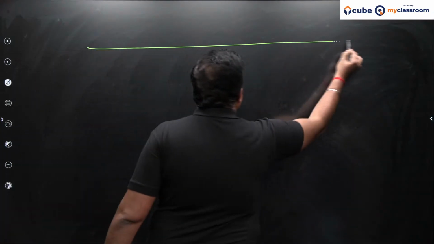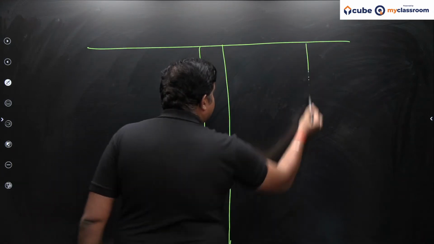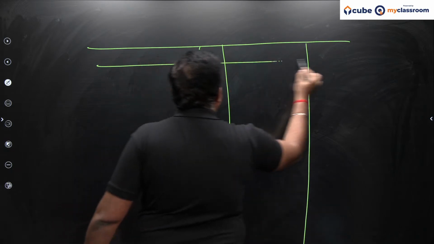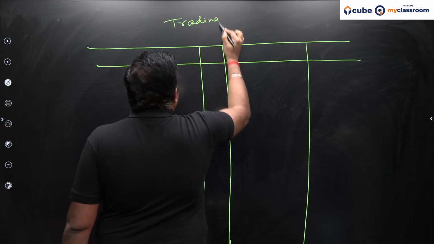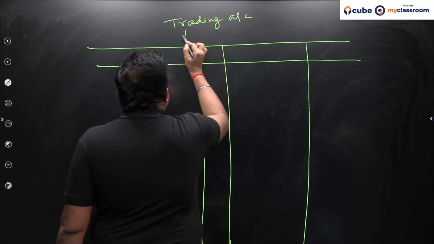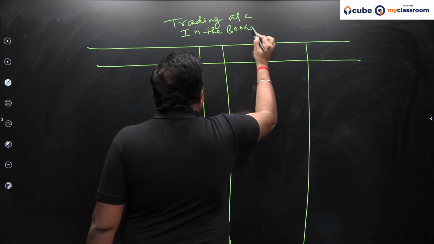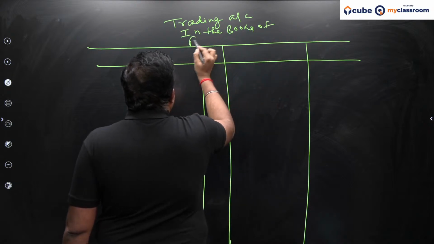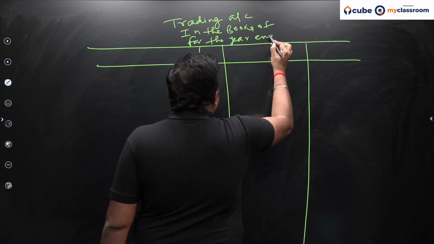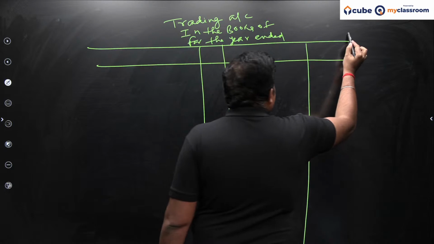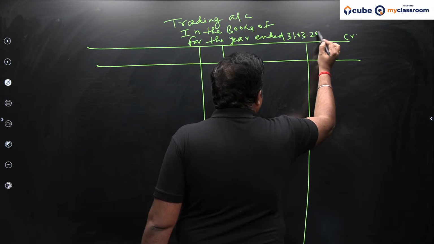So this is the format. Trading account in the books of, for the year ended 31st March 2017.